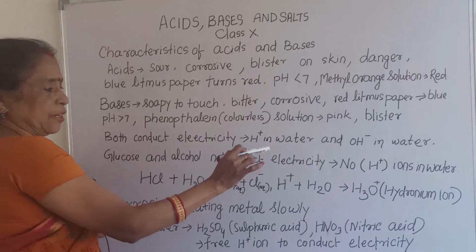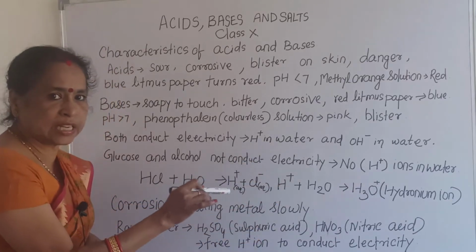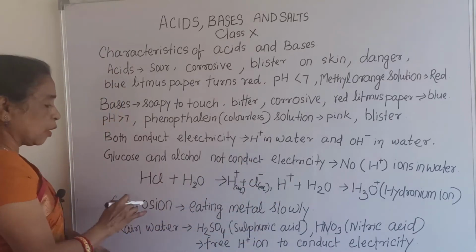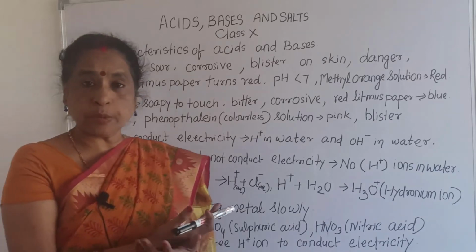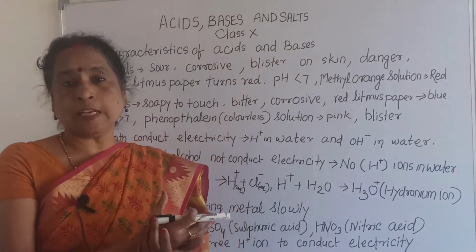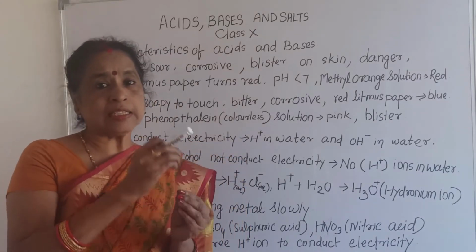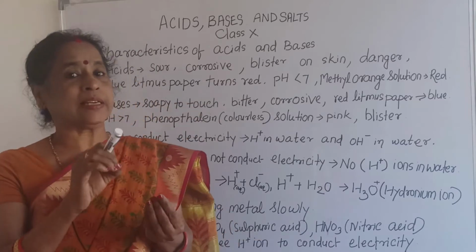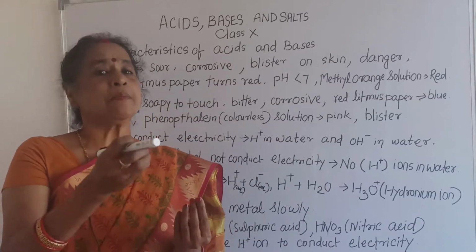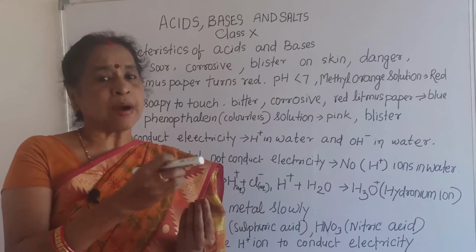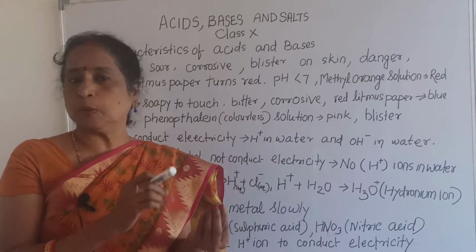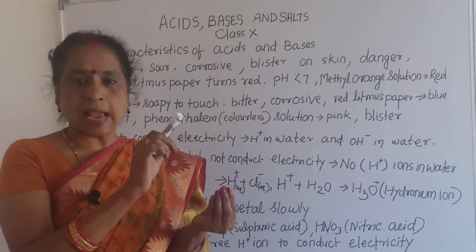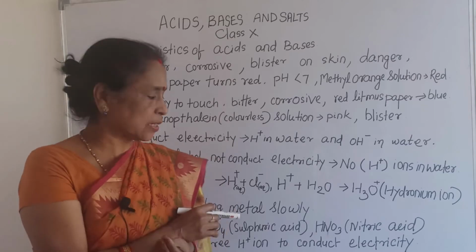And this hydronium ion is very important nowadays in chemistry. And corrosion, I told you, corrosion means what? Corrosion is the process where metal is gradually eaten away by the help of acid, or you can say by the help of OH minus, but the process with acid is fast. Acid with metal process is fast.